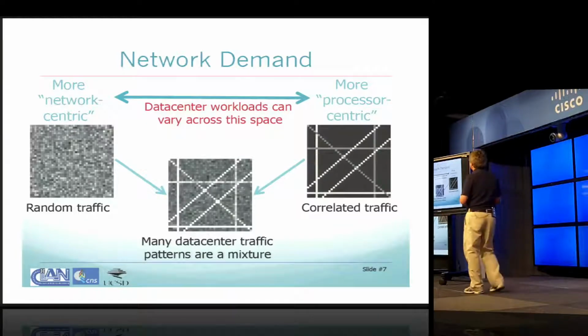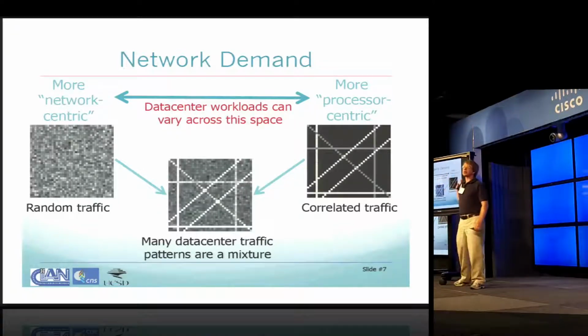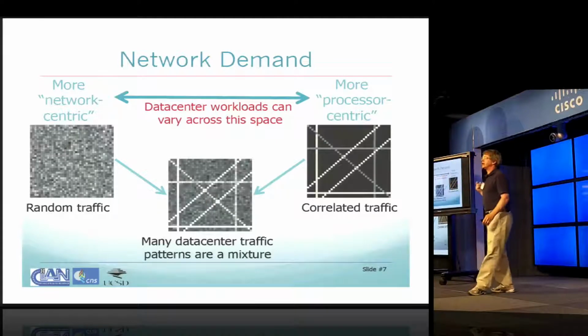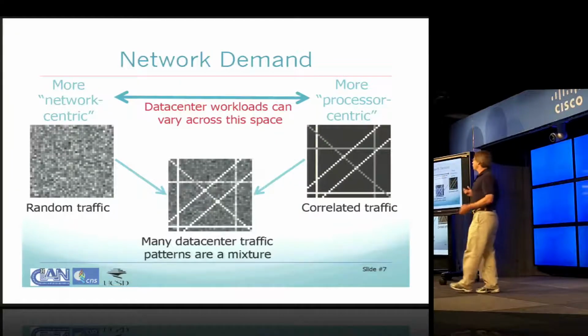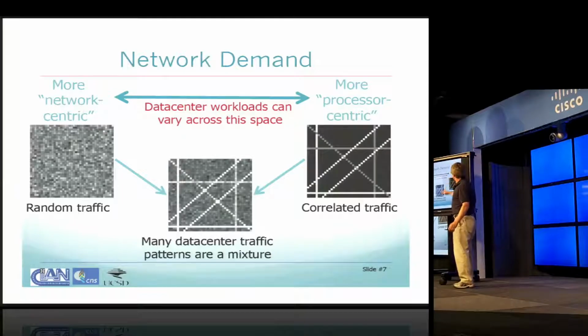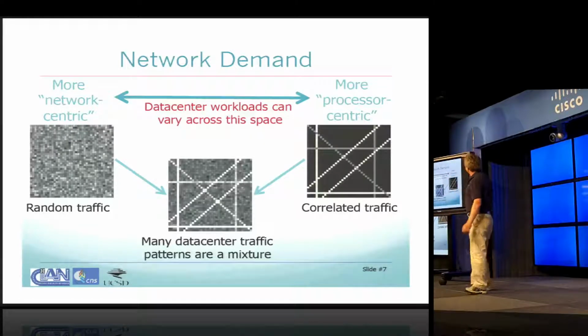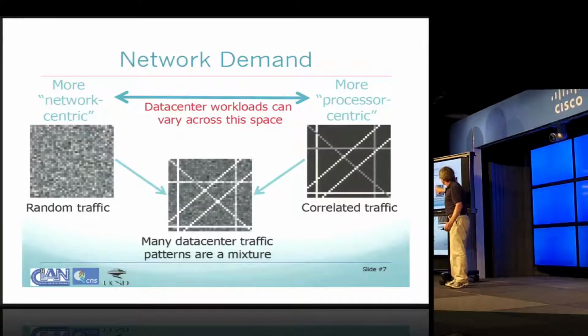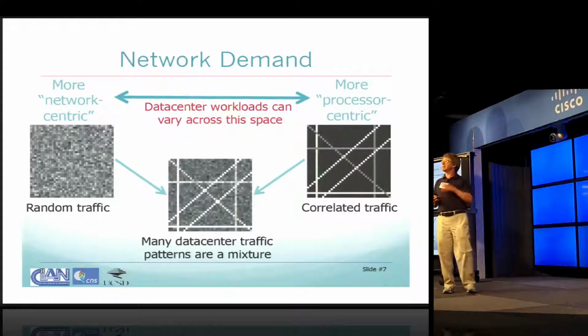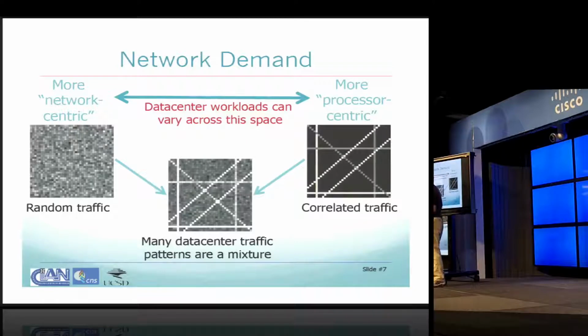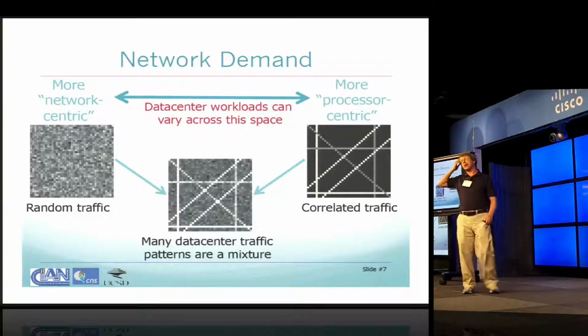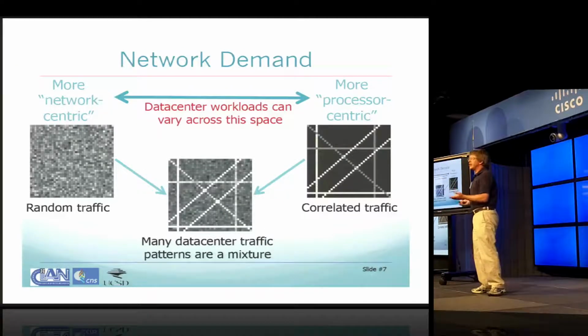So what ends up happening is that data center workloads can vary across this whole space. When you're running applications like Hadoop or Sort, a lot of that traffic is correlated, and you begin to see patterns like this. So just for reference, this is the source destination. Light means more traffic, dark means less traffic, okay? And if you take these two things and say, this is kind of what you see in data centers. You see this mixture of traffic that has commonalities with wide area traffic, and you see some traffic that has similarities to traffic that might be in HPC. And the question is, what do you do with that?